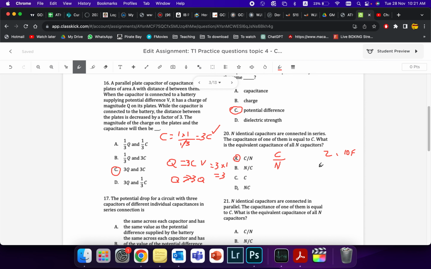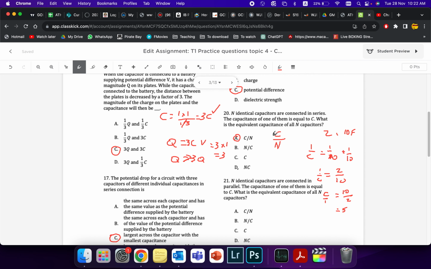In series, the formula is 1 over C equals 1 over C1 plus 1 over C2. So I chose 10, right? So 1 over 10 plus 1 over 10. That will give me 2 over 10. Of course, that's for 1 over C. If I want C, I will flip both sides, and 10 over 2 becomes 5.